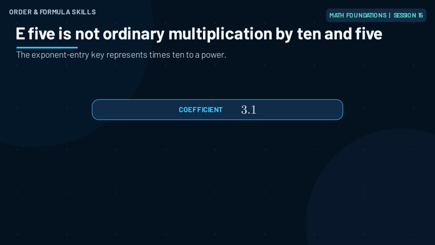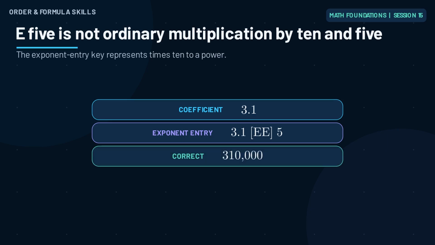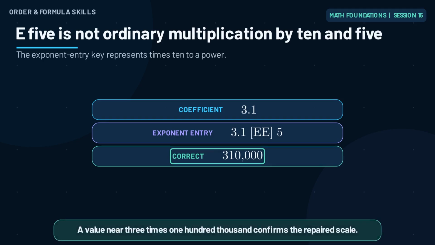Enter the coefficient 3.1. Press the EE or exponent entry key, then enter positive 5. The correct value is 310,000. A quick estimate near 3 times 100,000 supports the repaired display. Read E5 as times 10 to the fifth, not times 10 times 5. Predict the scale before entering the keys.